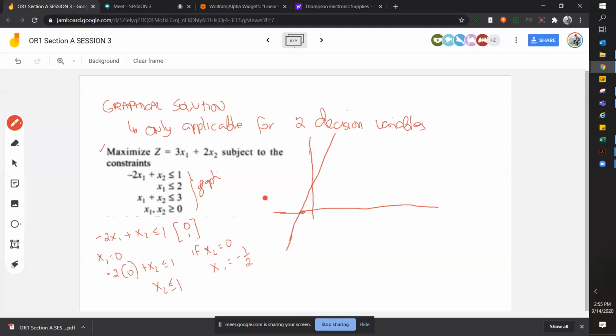Ayan. So this one is represented. Sorry, ilagay ko dito sa banda dito. This is negative 2x1 plus x sub 2 less than or equal to 1. Questions? Wala po? Walang questions? Okay. Seems wala.